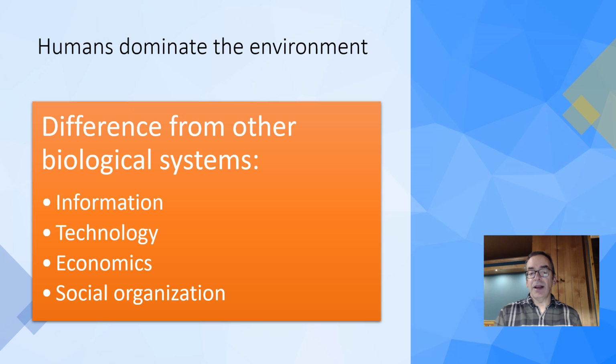We also have economics. So we've got lots of money to put into using our environment, whether for good or for bad. And of course, we have social organization. This is another way that we differ from the animals. Our social organization is different, and we can pool together in much larger numbers for a common goal. And in this case, we're talking about doing something to our environment, whether good or bad.